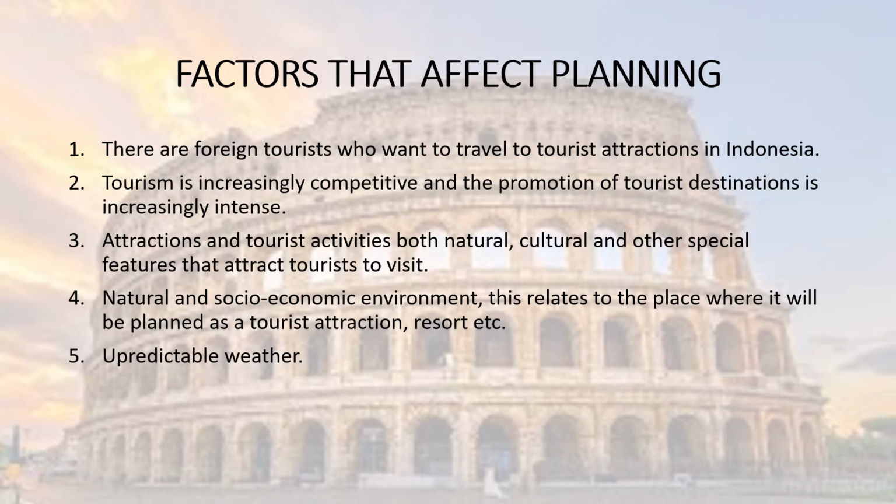And the fourth one is natural and socio-economic environment. This relates to the place where it will be planned as a tourist attraction, resort, and many more. And then the last one, there is unpredictable weather.